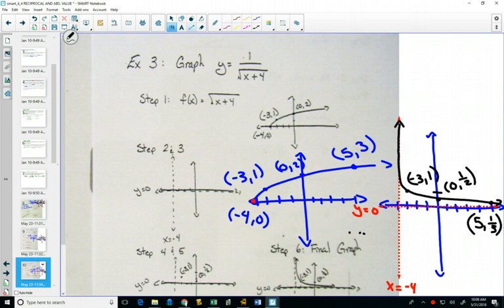Do a checkpoint. Which point would you like to check? Negative 5. What happens when you do negative 5? You get no answer, because in our original graph, nothing exists left of negative 4. Our reciprocal graph, nothing exists left of negative 4. So if your original graph doesn't have anything, your reciprocal graph won't have anything.